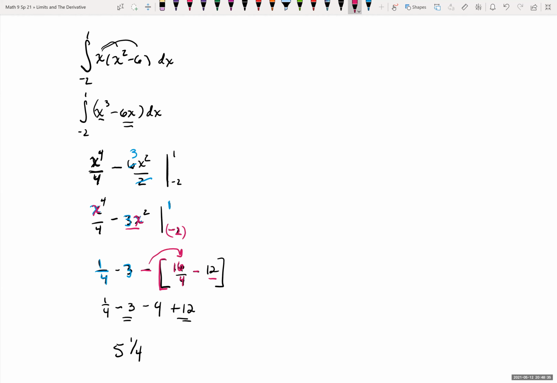We're going to have to distribute this negative. So bringing down the 1/4 minus the 3, and then 16 divided by 4, and we distribute the negative, that's a -4, and then the negative of -12 is +12. If we combine all the integers, we have 12 minus 4 is 8, 8 minus 3 is 5, and we have a +5 plus a 1/4 gives us 5 1/4. Or how they had it is the same thing as 21/4 in an improper fraction form.